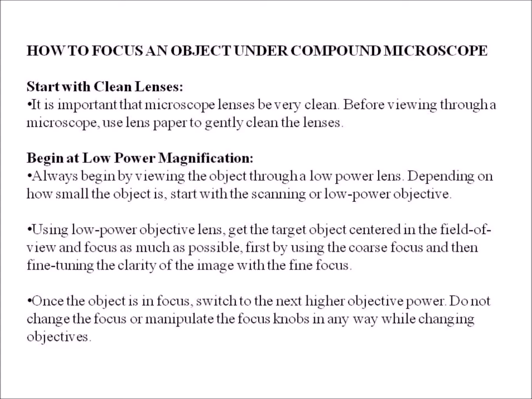Using the low power objective lens, get the targeted object centered in the field of view and focus as much as possible, first by using the coarse focus and then fine tuning the clarity of the image with the fine focus. Once the objective is in focus, switch to the next higher objective power. Do not change the focus or manipulate the focus knobs in any way while changing the objectives.